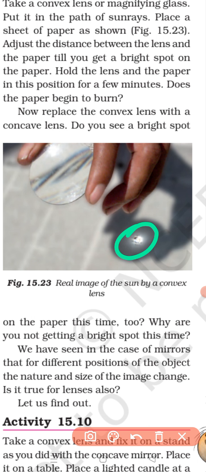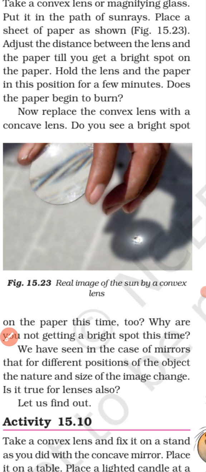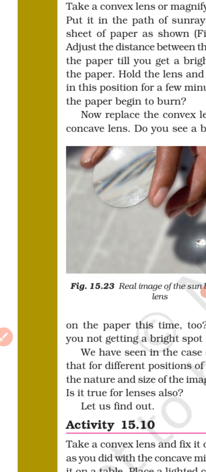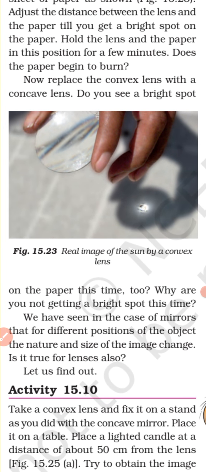So what is this image known as? Because it is forming the image on the paper. This image is known as what? Real image. See, the image which forms on the screen is known as a real image. So here the image of the sun is forming on the paper. So this is a real image of the sun by a convex lens. Figure 15.23. Clear?